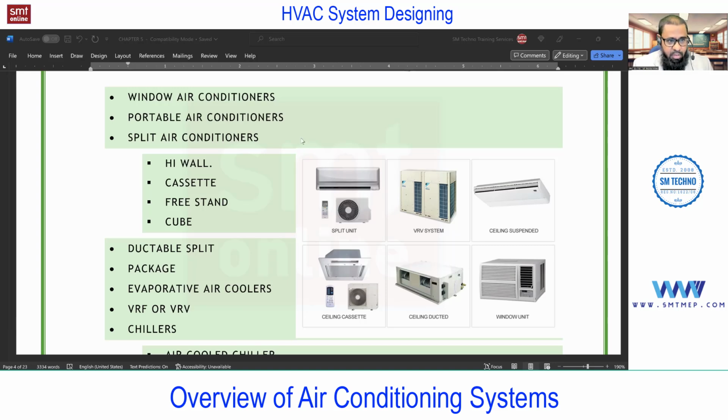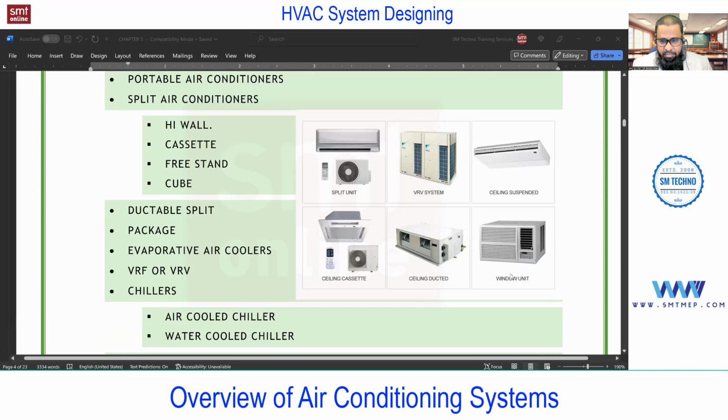How, I'll show you. Next we have a split. Split means the commonly used split AC. But again in split we have different types like high wall, cassette, freestand, and cube. This cube you'll find only with, I think, Symphony, or with one make only. You'll not find it in all the makes. But this is also a type. So I'll show you all this.